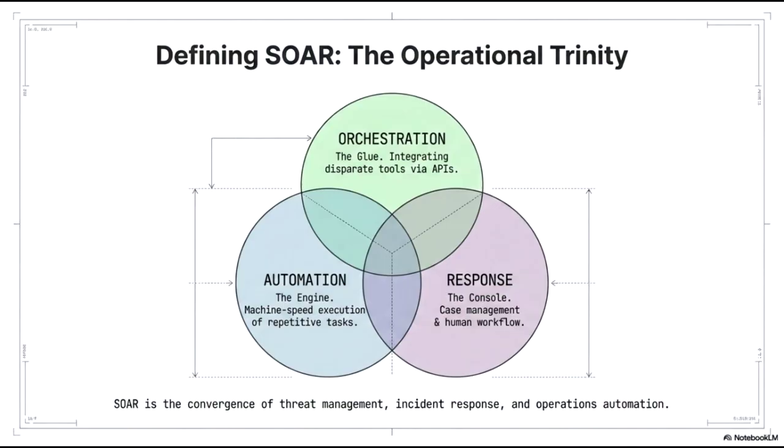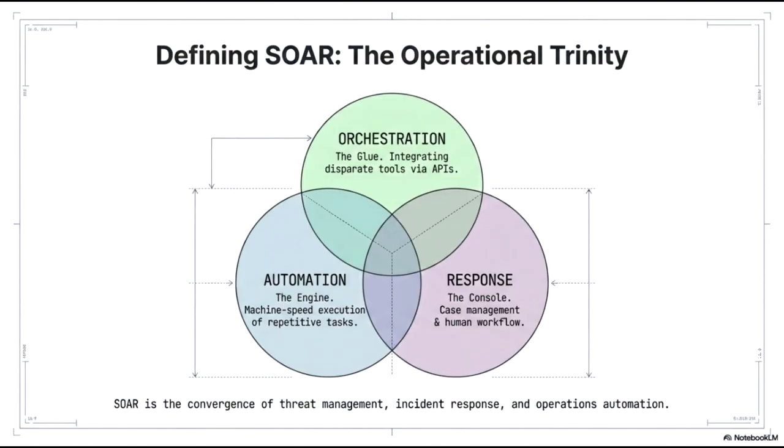To understand SOAR, we must examine what is known as the operational trinity. This framework defines the three core pillars that work in unison to modernize and streamline security operations. At the top, we have orchestration, which serves as the glue. Its primary function is to integrate disparate security tools through APIs. By bridging the gaps between traditionally siloed technologies, orchestration creates a unified ecosystem where different platforms can communicate and share data seamlessly.